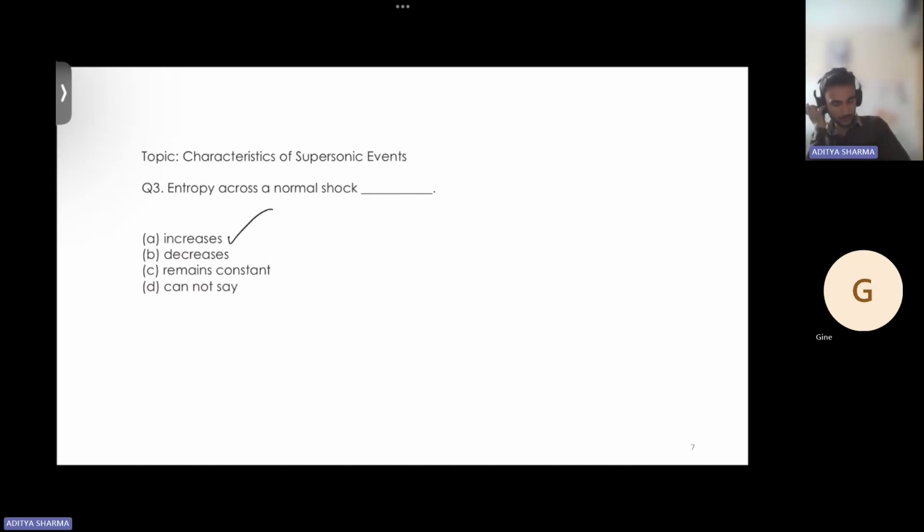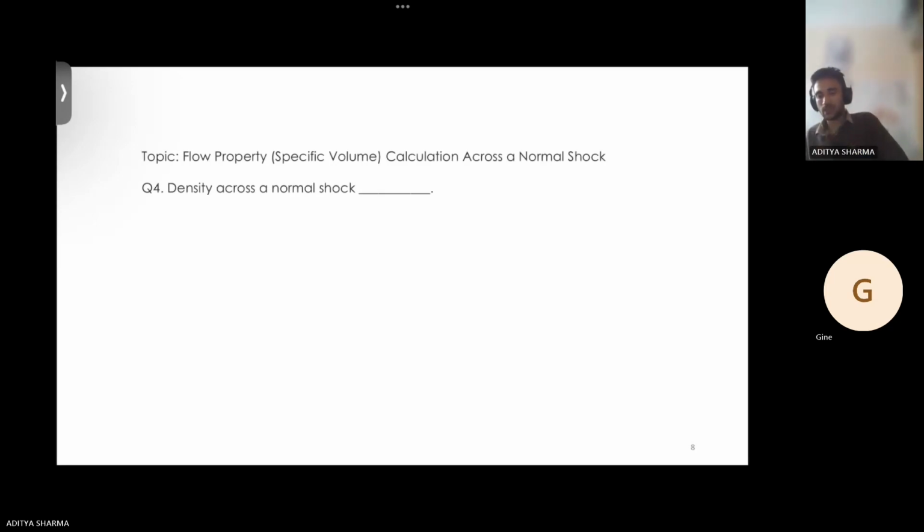Okay. So this was our question number 3. So A is the answer. All right. So let's see the next question. Flow property calculation across a normal shock. So this question is on density across a normal shock. So what happens to density across a normal shock?